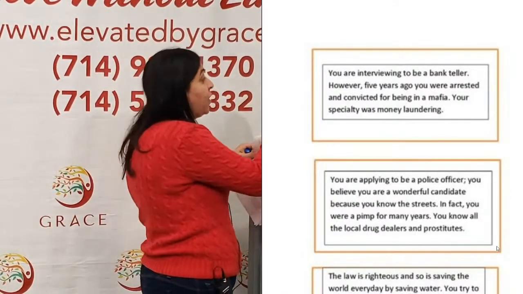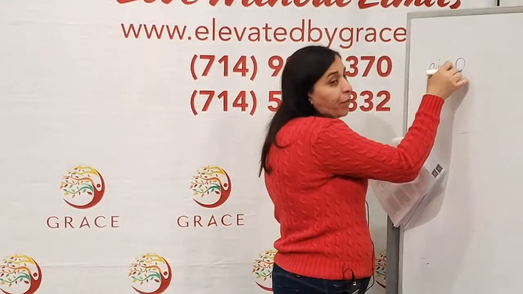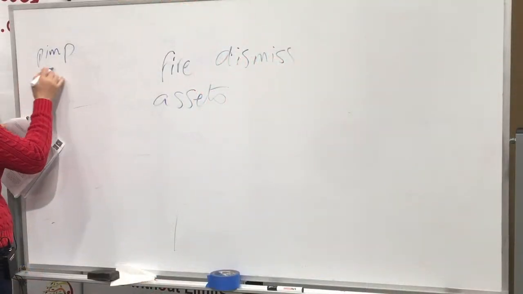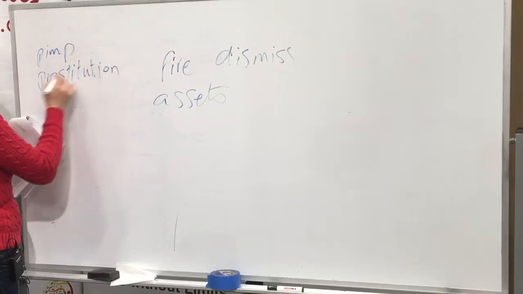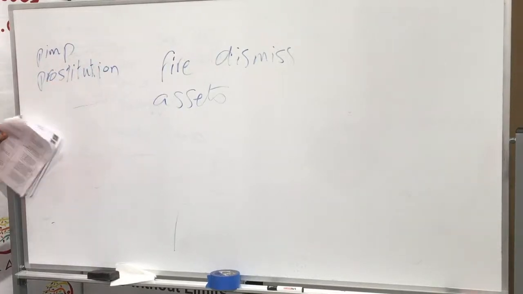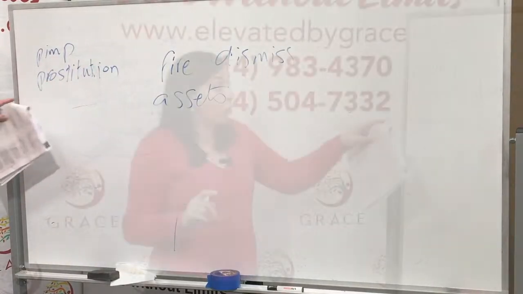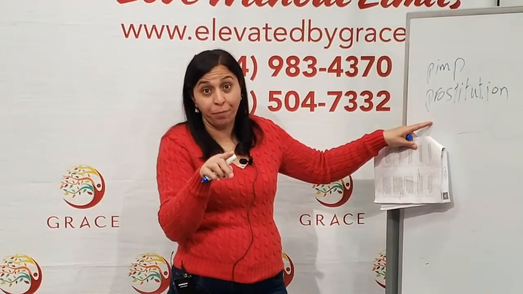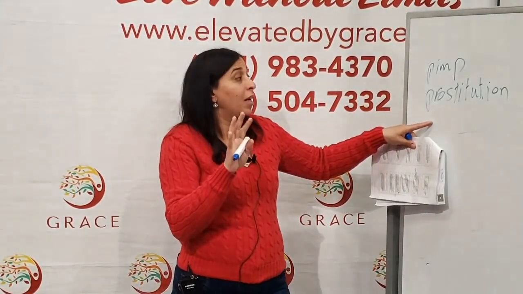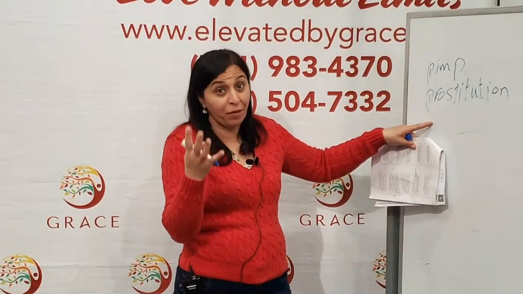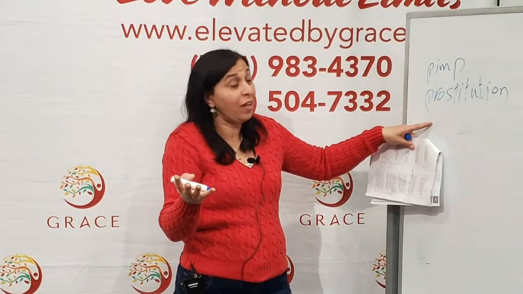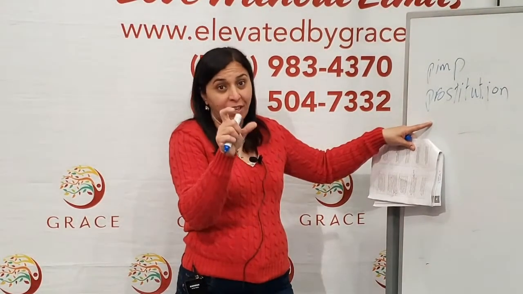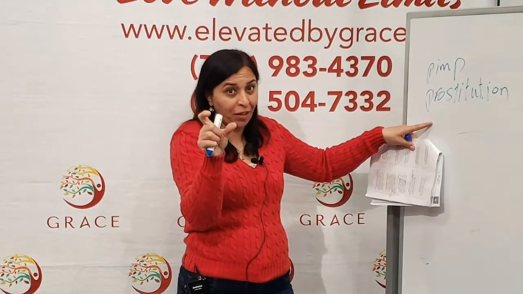There are two words. Pimp is the person who facilitates prostitution. Prostitution is a bad charge. It can prevent you from getting your green card. Prostitution can prevent you from getting your naturalization benefit. And there is a question in the N-400 form, if you remember that in our classes.